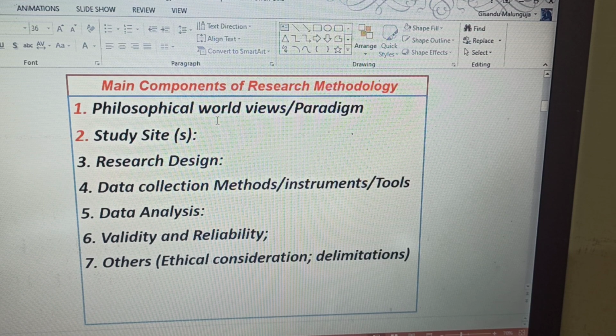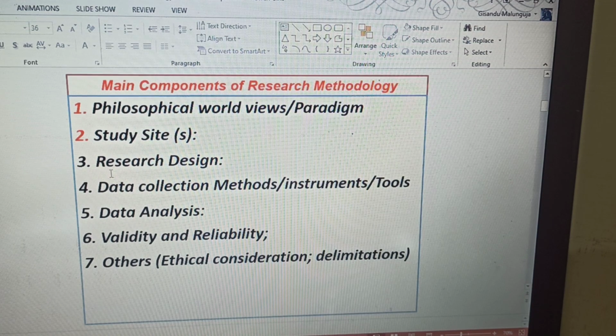So I'll take you to the main components of the research methodology, that is, what a researcher, a young researcher, a junior researcher, is expected to find out when he speaks about the research methodology. Generally, the research methodology has several components. These are some of the common ones, depending on the nature of the study.